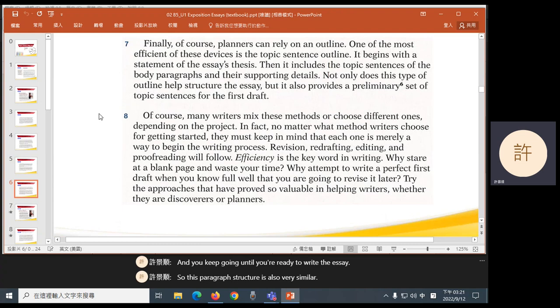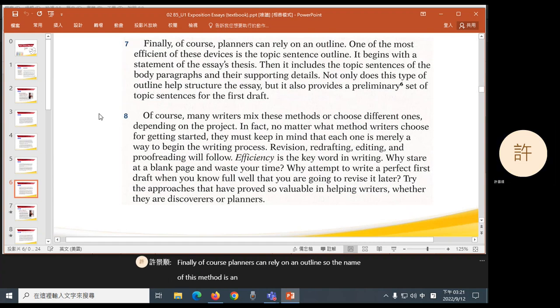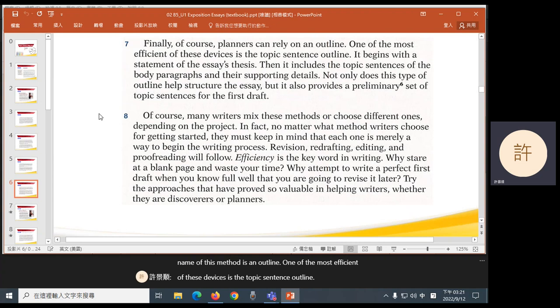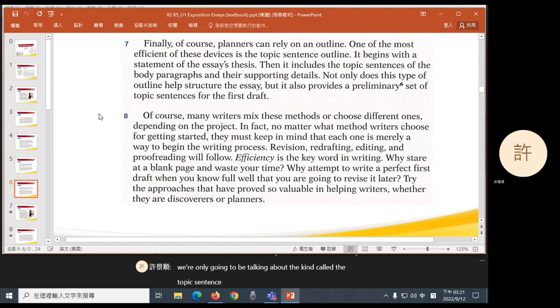Finally, of course, planners can rely on an outline. So the name of this method is an outline. One of the most efficient of these devices is the topic sentence outline. Okay, so this tells us there are many kinds of outlines. Today, we're only going to be talking about the kind called the topic sentence outline.